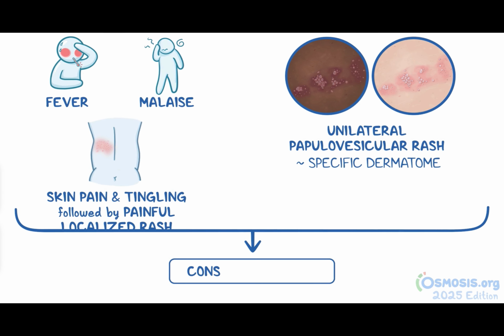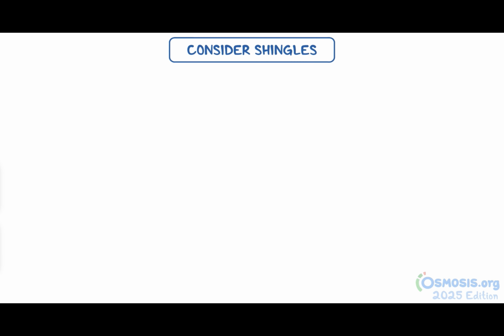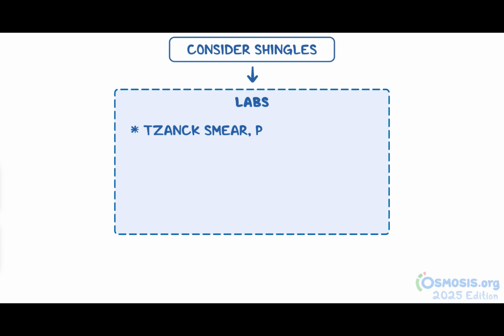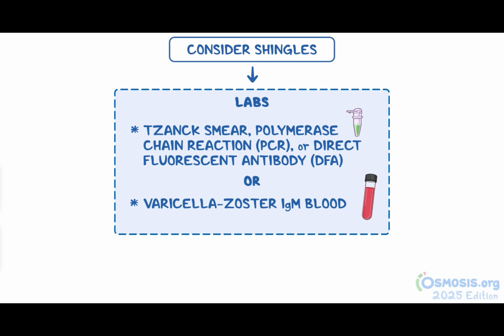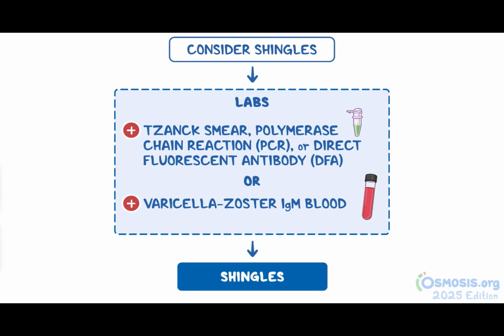At this point, consider shingles and test the vesicular fluid with a Tzanck smear, a polymerase chain reaction or PCR, or a direct fluorescent antibody or DFA test. Or you can order a varicella-zoster IgM blood test. If the Tzanck, PCR, or DFA are positive, or if the varicella-zoster IgM is positive, diagnose shingles. Keep in mind that a shingles diagnosis can often be made based on clinical findings alone.